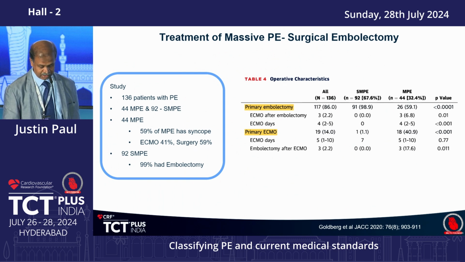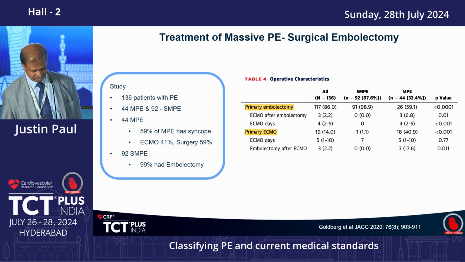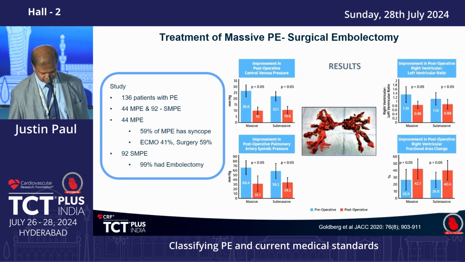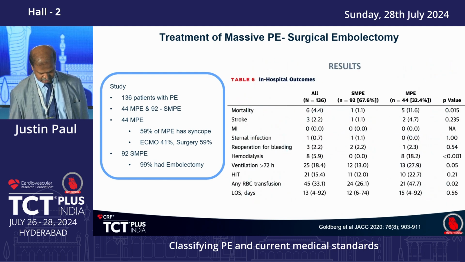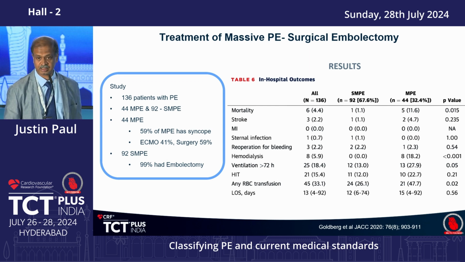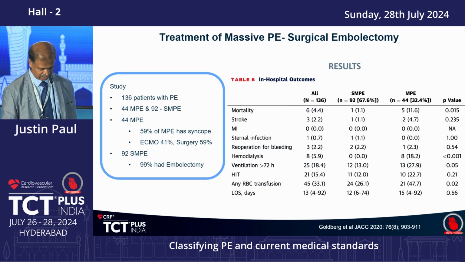And surgical embolectomy is another option that we can definitely do. This is data from Goldberg: 136 patients with PE, of which 44 had massive pulmonary embolism. As you can see, with massive pulmonary embolism, they managed a mortality of just 11% with surgery. So 5 patients died, and probably they were intubated. They also suggested that a patient resuscitated from cardiopulmonary arrest was a predictor of mortality.